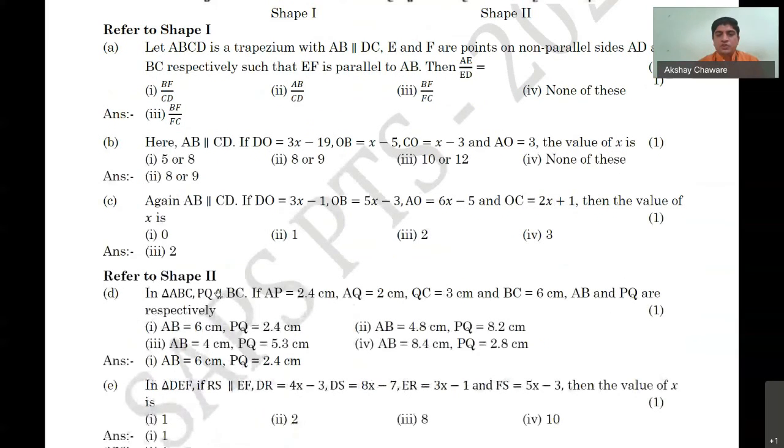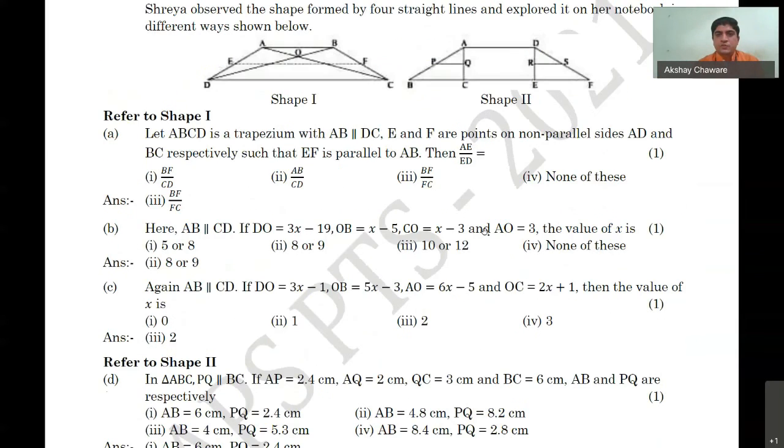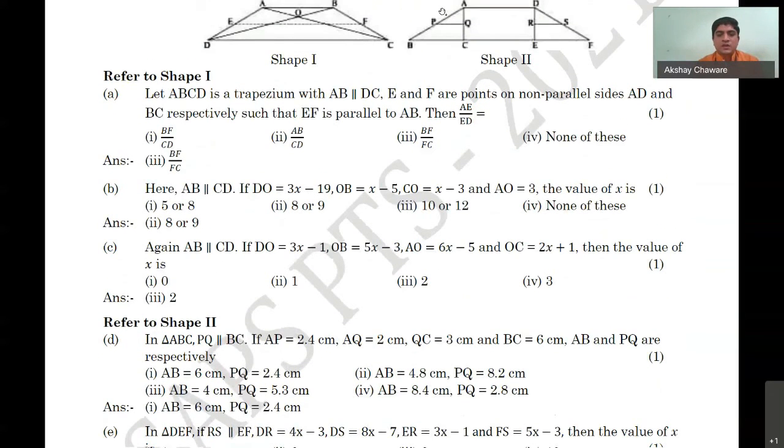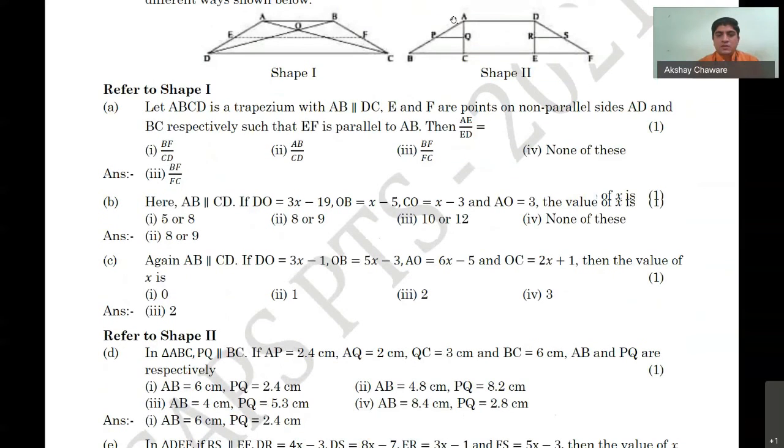Now refer to shape number 2. If you observe shape number 2, AC and DF are perpendicular, meaning there are 2 triangles, ACB and another triangle DEF. PQ and RS are parallel to the base. So PQ is parallel to BC, and AP is 2.4, AQ is 2, QC is 3, and BC is 6. AB and PQ are respectively. Now we have to calculate AB and PQ.